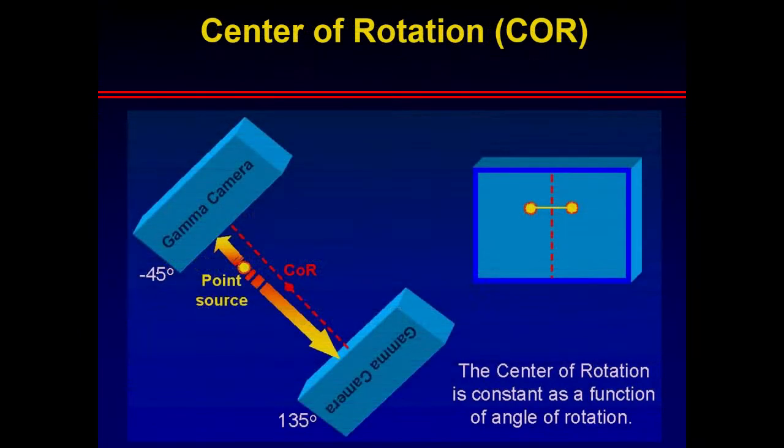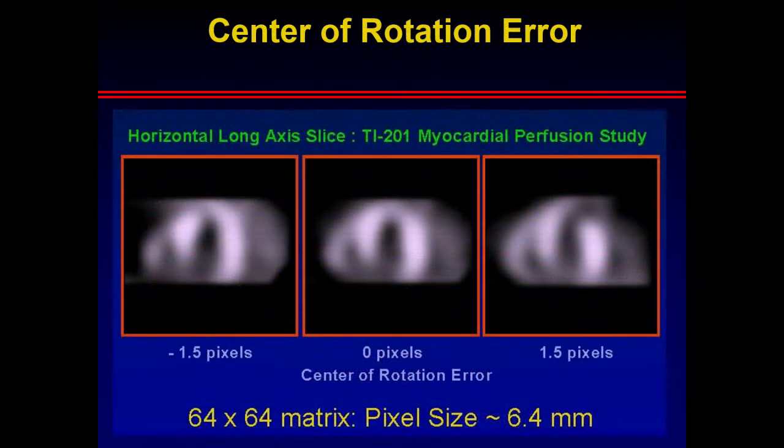Center of rotation is another concept. This is mostly on rotating gamma cameras, where you can get deviation in the axis of rotation. And if there are axis of rotation errors, you can create perfusion abnormalities. So you can see the middle one is one where there's 0 pixels of rotation error, and on the left and the right, you can see where there's 1.5 pixels of rotation error, and you created a septal defect on the left, and you created a lateral defect on the right due to a rotation error. So it's very important to keep that in mind.